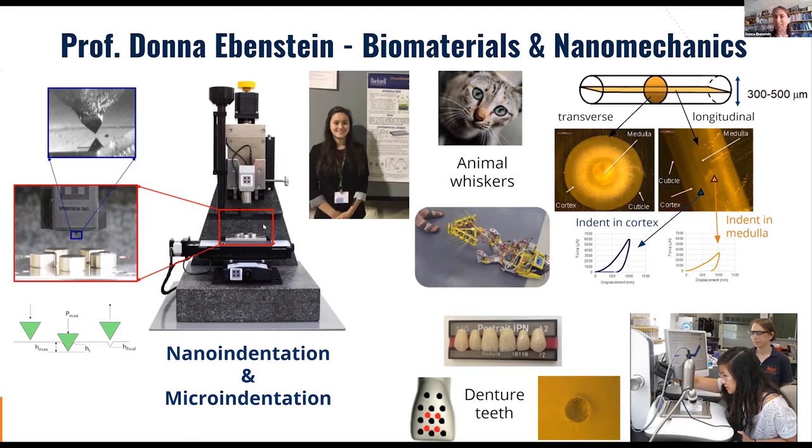As you know, your teeth are not big flat samples that you could put in a big testing machine and break, but it's important to understand their mechanical properties because they're important for chewing and things like that. So we developed a method to use micro indentation to map the mechanical properties of teeth and see if certain tooth types, denture teeth, replacement teeth, are harder or more durable than others.